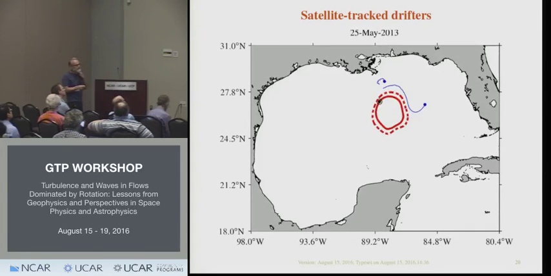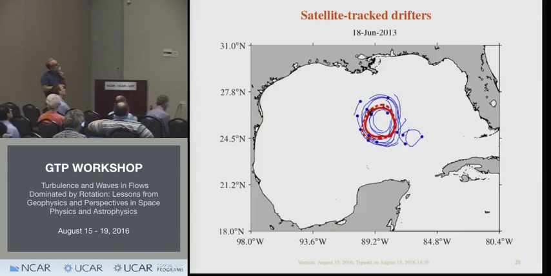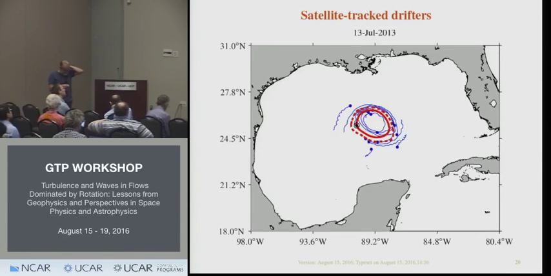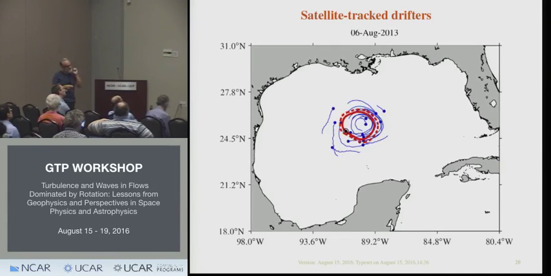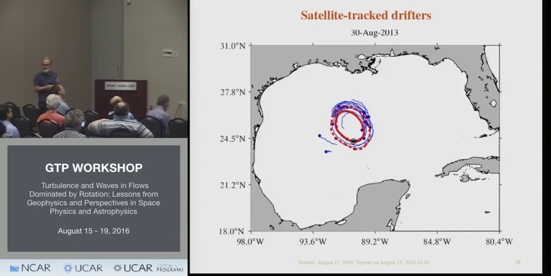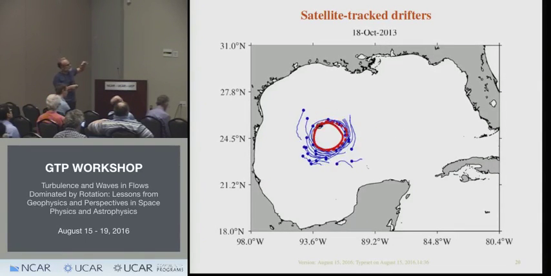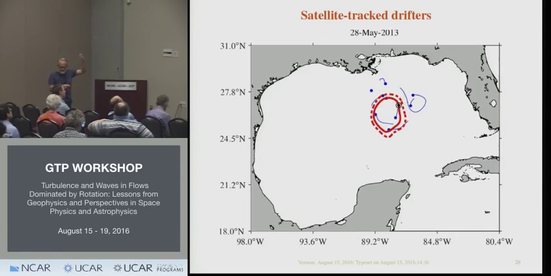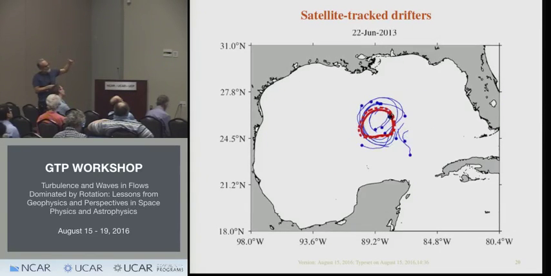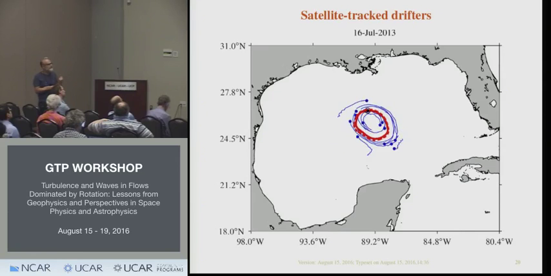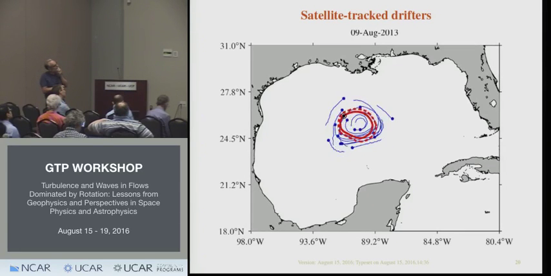What is interesting to see is the smoothness of the trajectories. There are little wiggles there, but if you do a spectral analysis, you see that it's a peak in the inertial oscillation only. So there's no continuous spectrum, as you would expect from the presence of submesoscale motion. It's just the inertial oscillation.